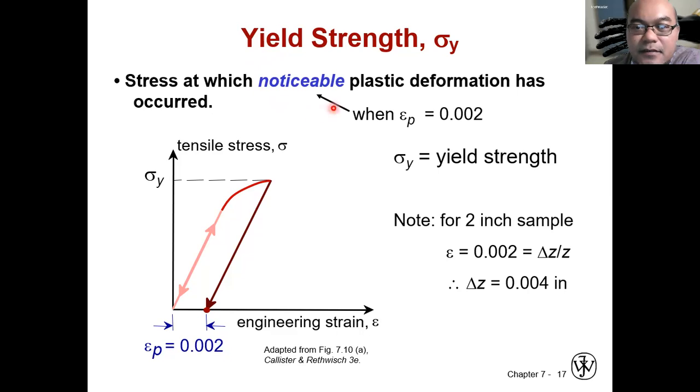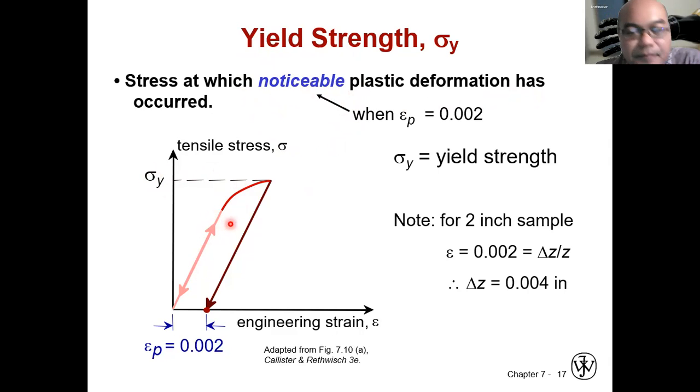So here, please pay attention to this word noticeable. If it is not noticeable, then we don't really count it. The moment when, with any measurement technique, we can see a noticeable plastic deformation, the stress that caused that permanent deformation is called the yield strength, sigma y.